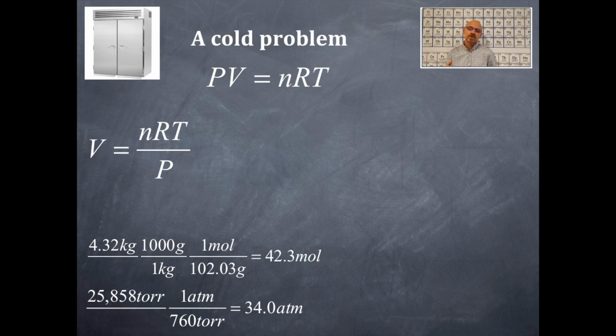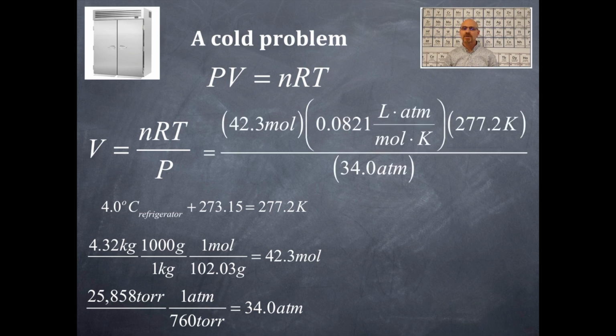Again, my units of moles for the amount of gas and atmospheres for the pressure need to be in those particular units, because the gas constant is in liters, atmospheres, moles, Kelvin. That's why I'm using that. One more thing I need to do is convert my temperature. For the refrigerator, I'm going to take the 4 degrees Celsius and convert that into Kelvin, and that would be 277.2 Kelvin. I'm going to plug this into that rearrangement of the ideal gas law to solve for the volume.